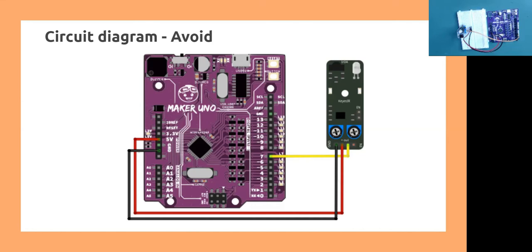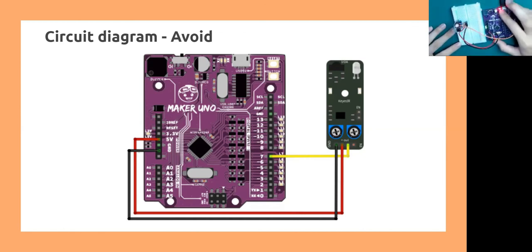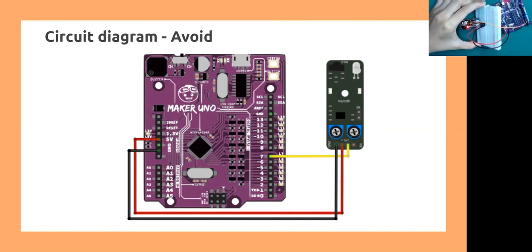Okay. So once you finish connecting the circuit diagram, you can connect your micro USB to your Maker UNO and then to your laptop. Once it's connected, there'll be light on the Maker UNO as well as your avoid sensor.